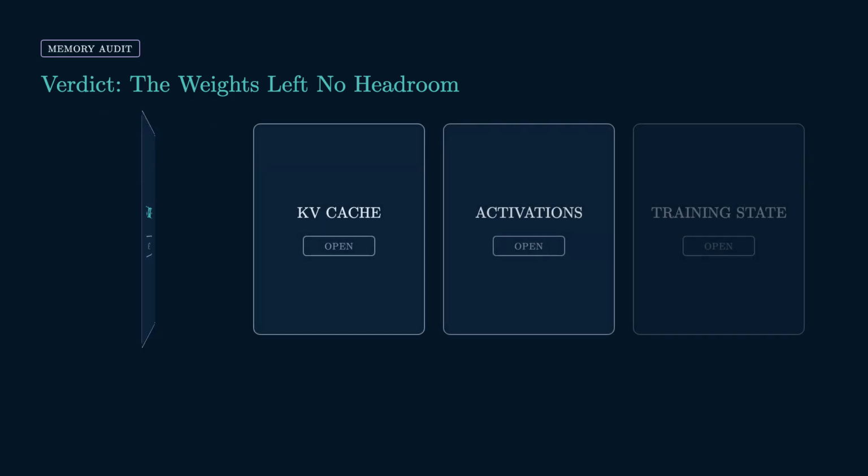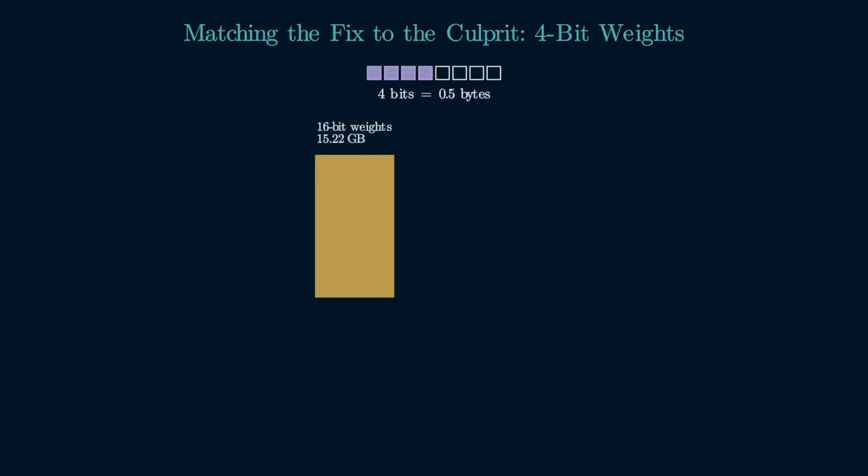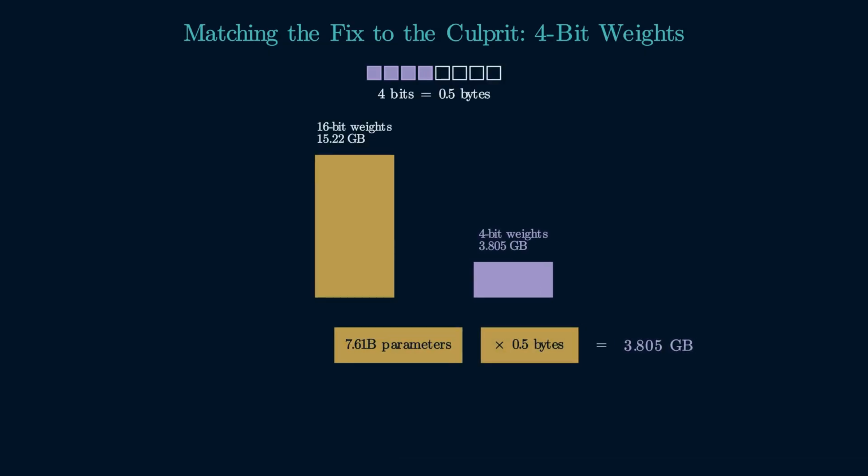First culprit, weights. One card flips over on the suspect board, and three are still open. If the weights are what failed, then the weights are what you change. 4 bits is half a byte per parameter, so those same 7.61 billion parameters come down to about 3.8 gigabytes. Same architecture, same prompt, same GPU, the only thing that changed is how the weights are stored.